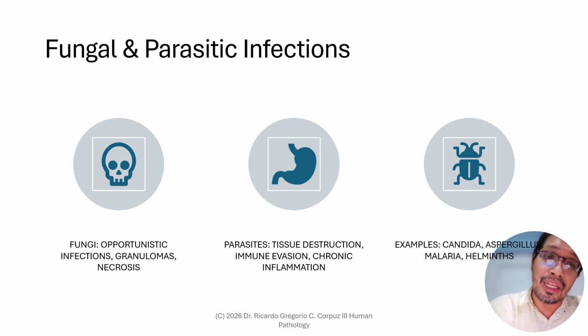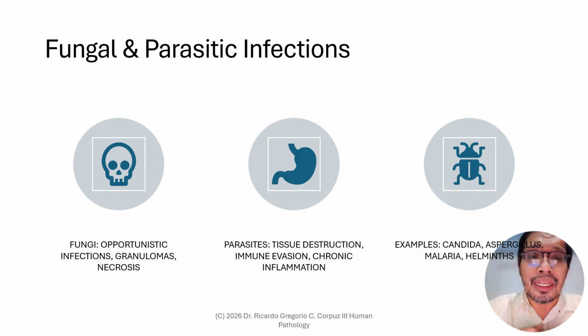Opportunistic infections: Candida causes mucocutaneous infection but can become invasive in neutropenic or ICU patients. Aspergillus invades blood vessels, causing hemorrhage and necrosis, especially in transplant or leukemia patients. Granulomas: many systemic fungi like Histoplasma trigger granulomatous inflammation similar to TB. Granulomas reflect a cell-mediated immune response attempting to contain persistent organisms.